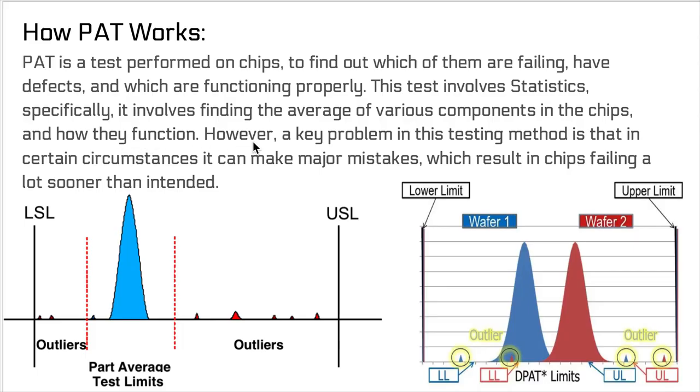Now, a key problem in this method, PAT, is that sometimes PAT can make some major mistakes, and this leads to chips failing a lot quicker than it was supposed to happen. So here there's an image of how PAT works. There's the PAT limit, and there are the outliers, lower outliers, and upper outliers. Here's a more complex image where there's one wafer and a second wafer. There are the outliers of each, and there's the lower limit and upper limit.